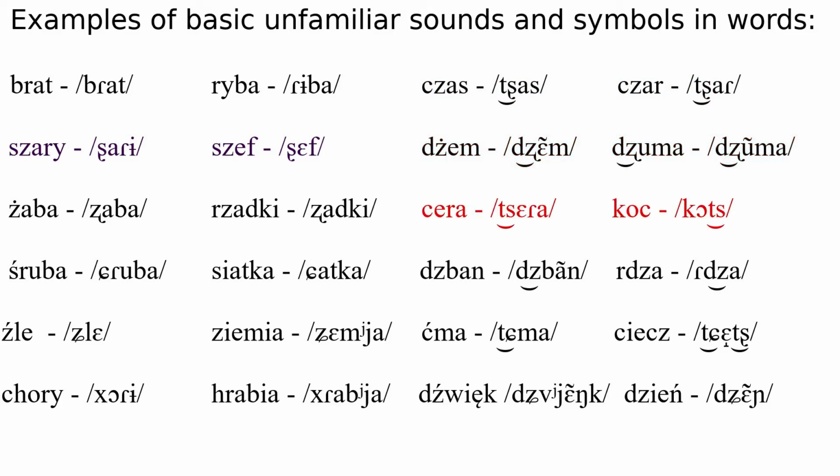The dental affricates are very easy. You stop the air as for t, you release it as an s. And it's the same with the z, like for the voiced version of it. So it's tsa and dza, as in cera, kot, dzban, and rdza. And finally, there are alveolo-palatal affricates, made by stopping the air and then releasing it as a sha or ja. So they are cha and ja, as in ćma, chęć, dźwięk, dzień.